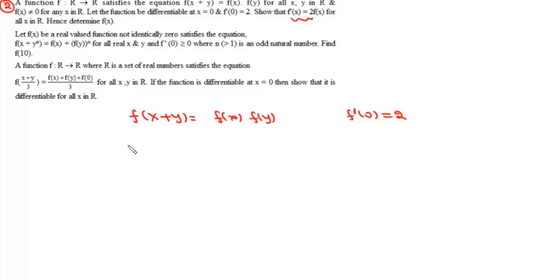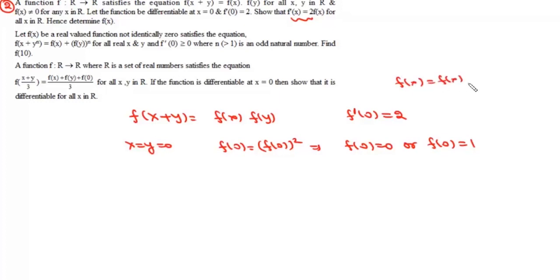Now what we'll do is find the value of f0, and for that we'll put both x and y as 0. Then we can write f0 equals f0 square. So from here we get two conditions, that either f0 is 0 or f0 is 1. But in this equation, if we put y as 0, we get f(x) equals f(x) into f0, and if f0 is 0, then this function f(x) will be a constant function, and then this f dash 0 cannot be 2. So we'll discard the possibility that f0 is 0. So from here we can say the value of f0 is 1.